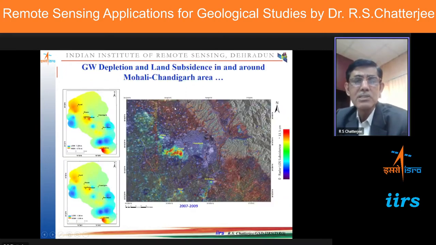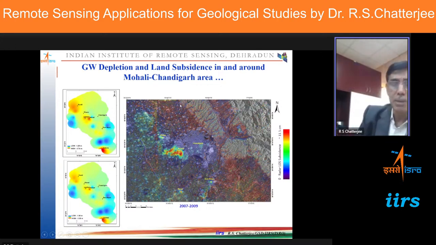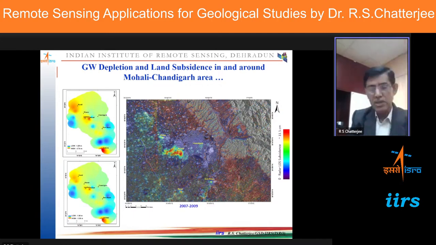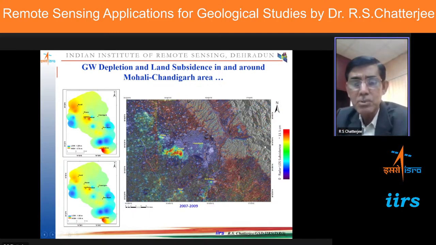Now, some advanced techniques like interferometrics can tell you that some of the aquifers are overdrafted, which means over-extraction of water happens. So groundwater depletion is very, very severe, and as a result, the aquifer has got compacted, and so the land has subsided down. We have a number of studies, like in the case of Mohali, Chandigarh, Delhi, Gujarat, Calcutta, different areas we have studied.